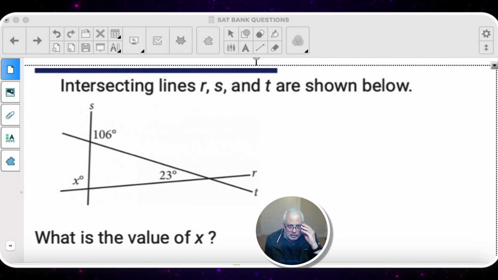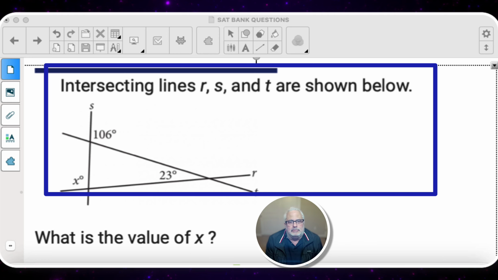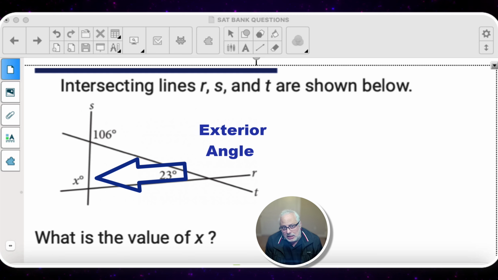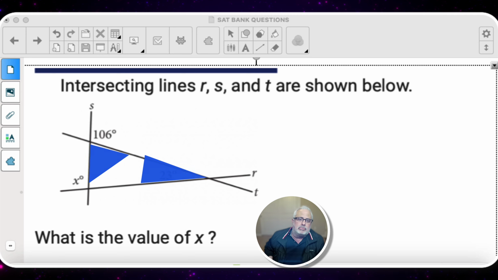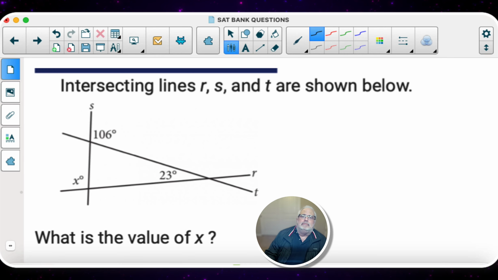Intersecting lines R, S, and T are shown below. What is the value of X? This is a hard question by the College Board, but I think it is not so hard. If you are clear that X is an exterior angle that is equal to the sum of the other 2 remote interior angles. This is an interior remote and this is an interior remote.